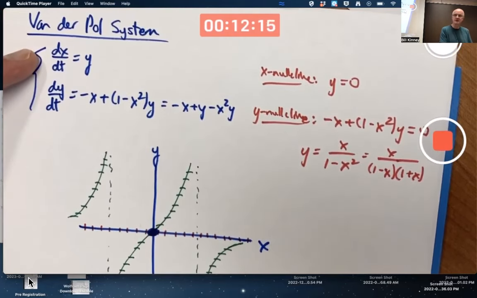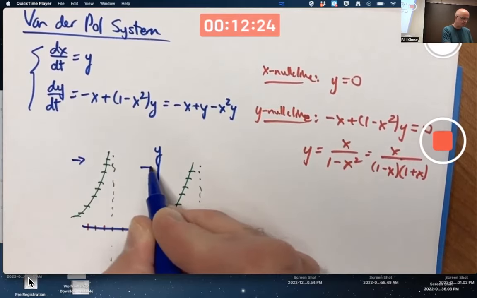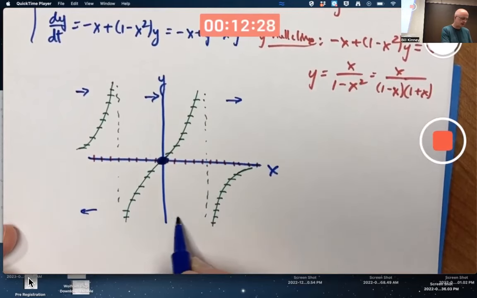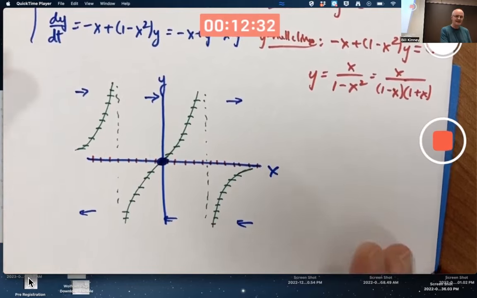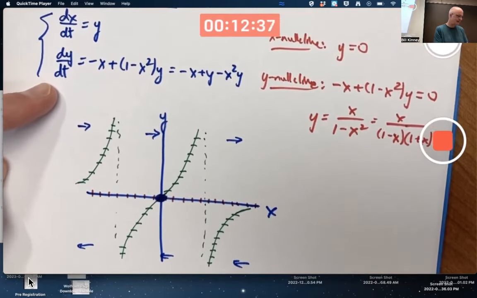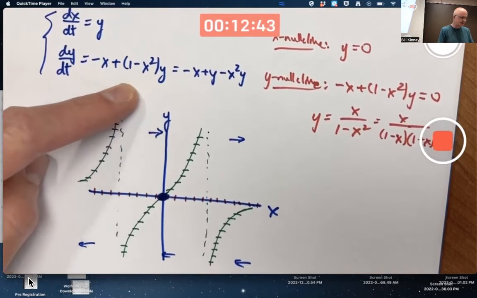dx/dt is easy. It's just equal to y. So it's positive when y is positive and negative when y is negative. You're going to have rightward motion of solution curves when y is positive and leftward motion of solution curves when y is negative. That's fairly easy. dy/dt is a bit trickier. It's more complicated. But still, dy/dt will be positive when this expression is positive and negative when it's negative.